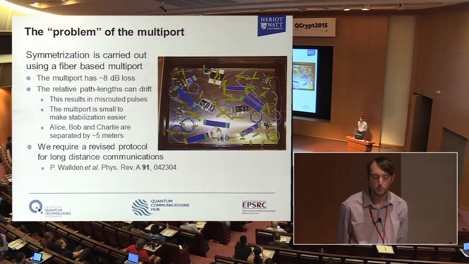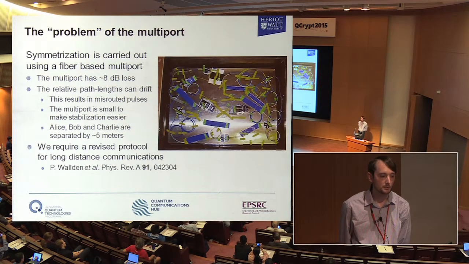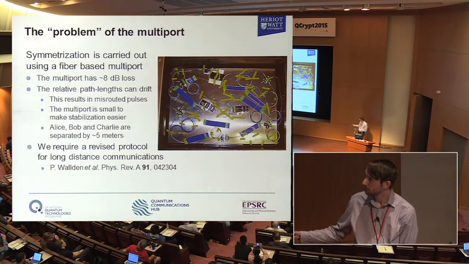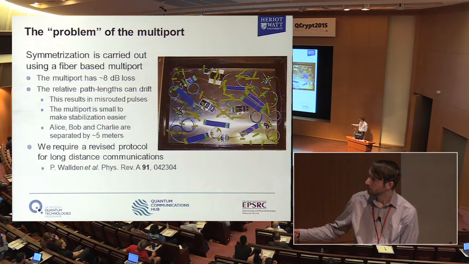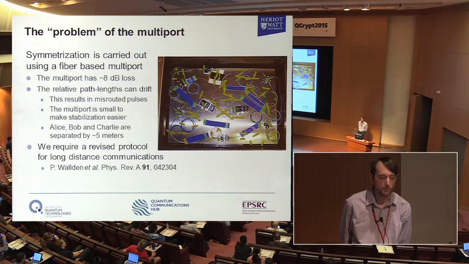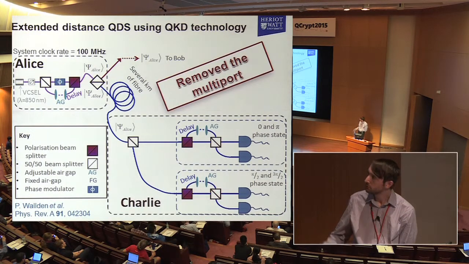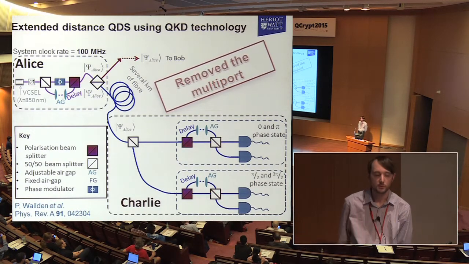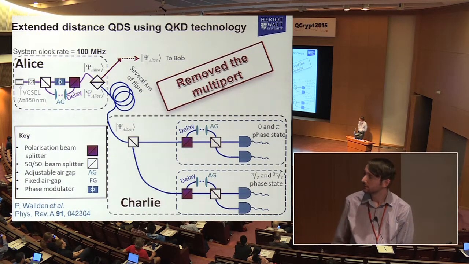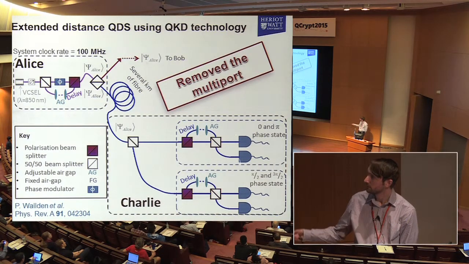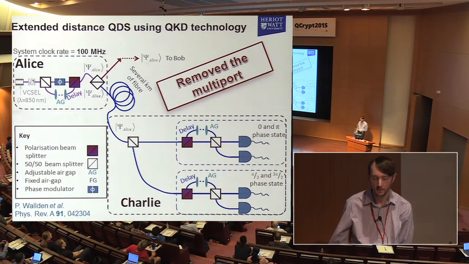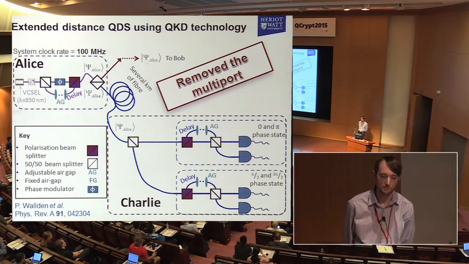So we required a new protocol to allow us to operate on long-distance communications, and as was covered, that was outlined by Walden et al. In that paper, this one removes the multiport by carrying out the symmetrization on the states after they've been unambiguously state eliminated here at the receiver. And it's the analogy that was given of the jar of marbles.